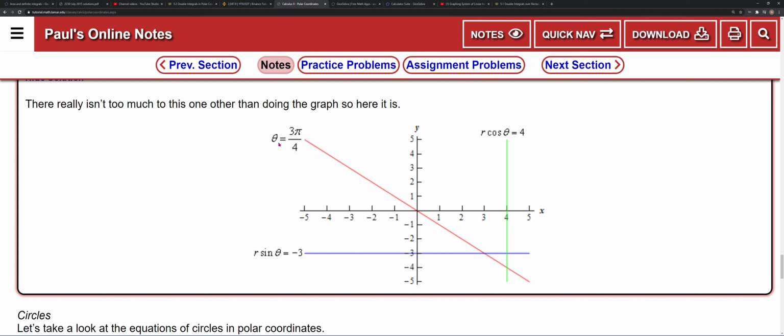So theta equal to a constant value over here is simply a line passing through the origin where your angle measured from your x-axis is equal to this constant here.